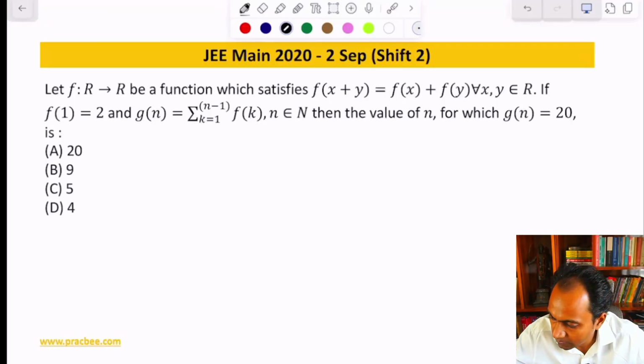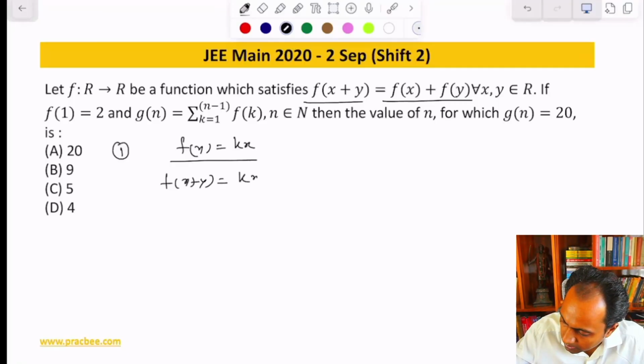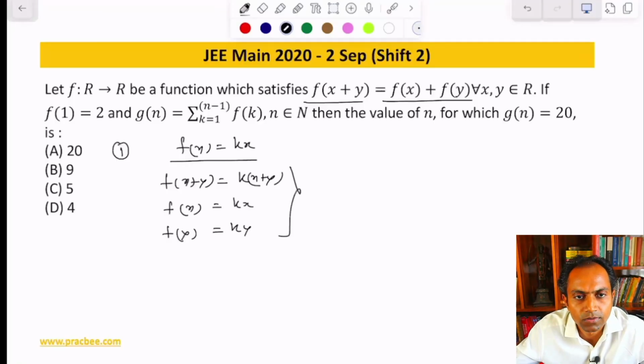You can see that f of x plus y is equal to f of x plus f of y. Now when can this happen? This can happen for a function that looks like kx. If I put f of x plus y, it will become k times x plus y, and then f of x would be equal to kx, f of y will be equal to ky. You can see that all of them would be equal if you add them. So it is satisfying the bill.